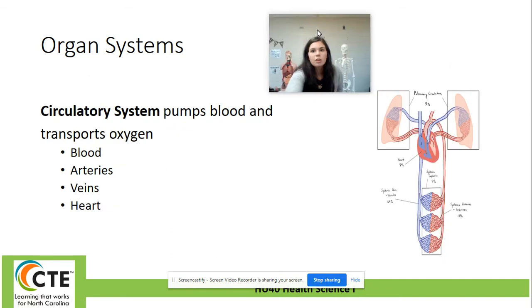Next, we have your circulatory system. Now, your circulatory system is the system that controls your heart, as well as your blood, the arteries, the veins, and any movement and transportation of blood throughout the body. Your circulatory system not only pumps blood, but within blood, we have oxygen. So by circulating that blood throughout the body, we also circulate oxygen.